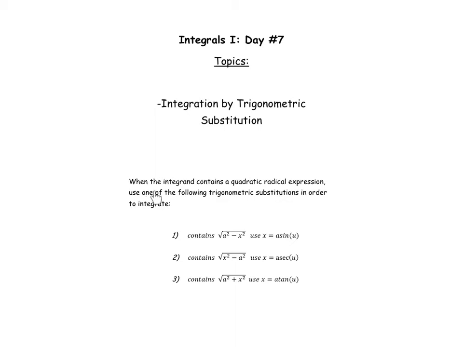Okay, so when the integrand contains a quadratic radical expression, use one of the following trigonometric substitutions in order to integrate. So if the integral contains the square root of a squared minus x squared, you're going to use x equals a sine of u. If your integral contains the square root of x squared minus a squared, you're going to use x equals a secant u. And then the third option, if it contains the square root of a squared plus x squared, use x equals a tangent of u.